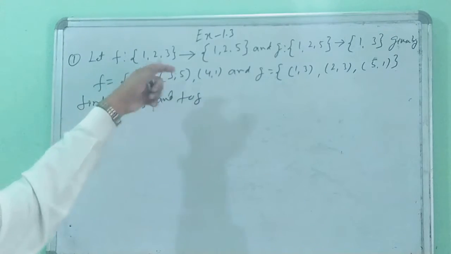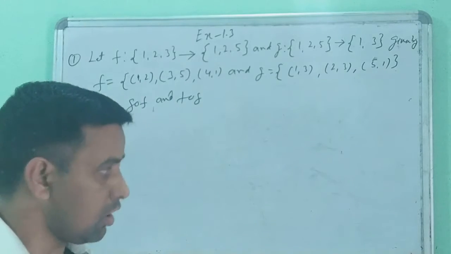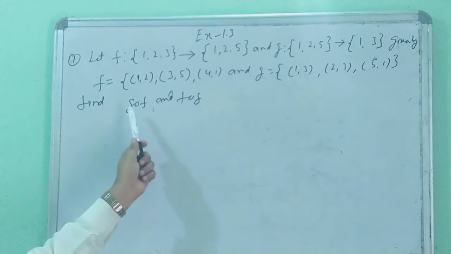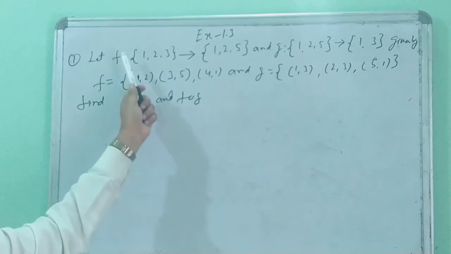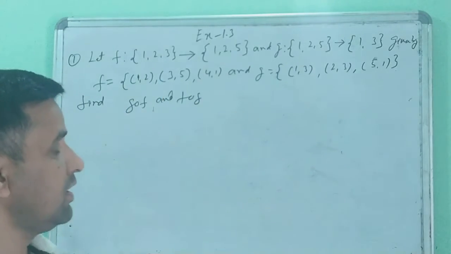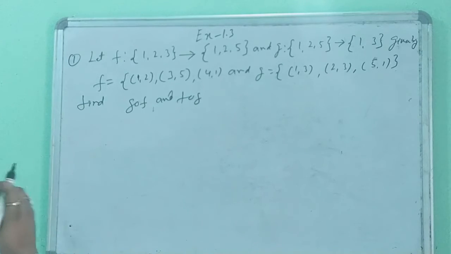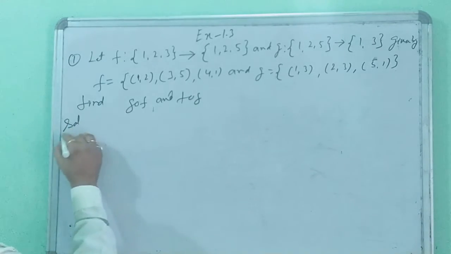First, what is given here? How to find gof? How to find fog? First you will find gof. Meaning A to C: the direction of gof means direction A to C. So first you will write what is given. Now start the solution here.